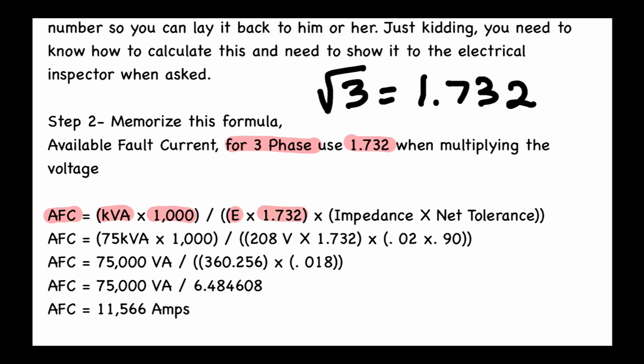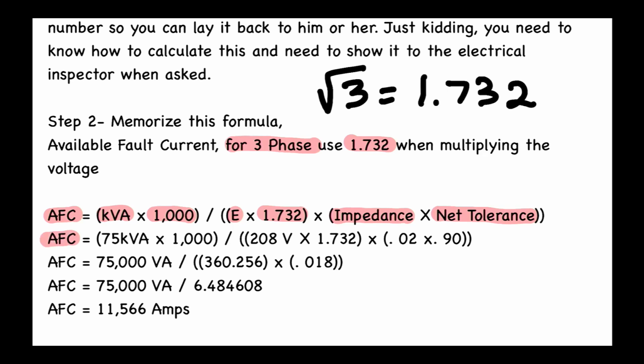Then we take the impedance that we were given, and we multiply it by something that I'm going to call the net tolerance. And that net tolerance, remember I said in the question that we're going to have a net tolerance of 10%, and we want that available fault current to be larger. And that's where that came from. All right, so let's continue.